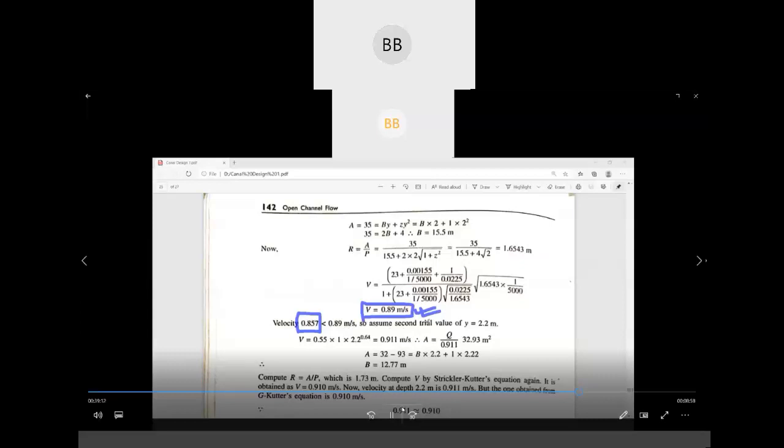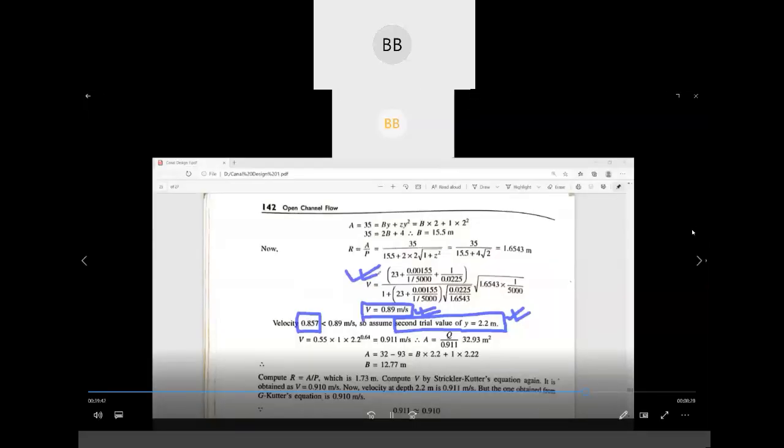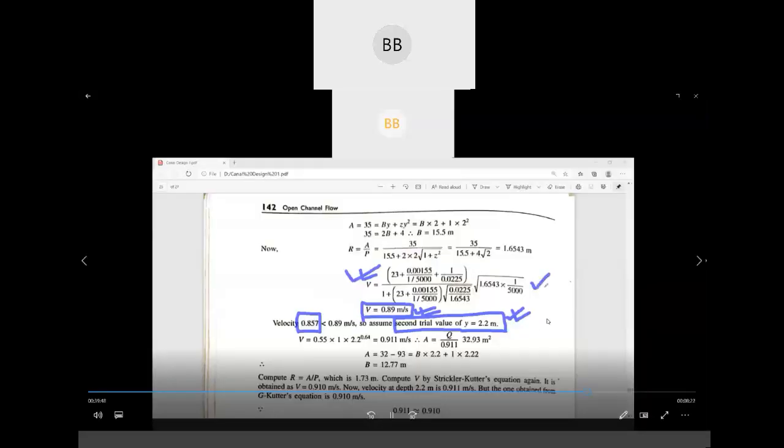So what we are going to do, we are going for another trial, or you can say the second trial, and assume the y value as 2.2 meter. And then you continue till this step. After solving this, you go back to your step 1, change your trial value to 2.2 and repeat those steps.